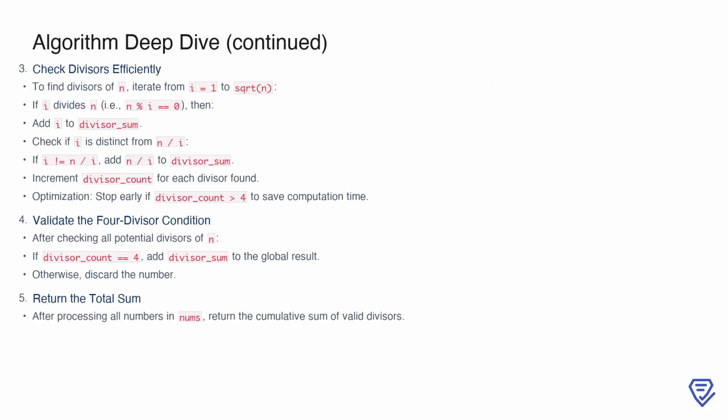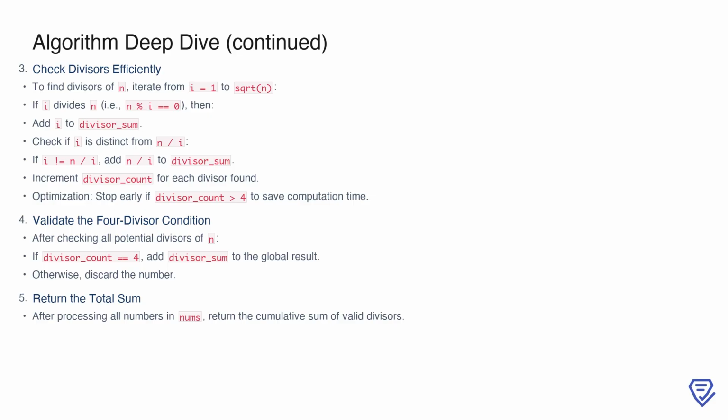Now, to check the divisors of a number efficiently, we don't need to iterate through all numbers up to n. Instead, we only iterate up to the square root of n. For each number i in this range, if i divides n evenly, i.e., n % i equals 0, we have found a divisor. We then add i to the divisor_sum. Additionally, if i is distinct from n/i, we add n/i to the divisor_sum as well. Each time we find a divisor, we increment the divisor_count. If at any point during this process the divisor_count exceeds 4, we can stop further checks early since the number no longer meets the criteria.